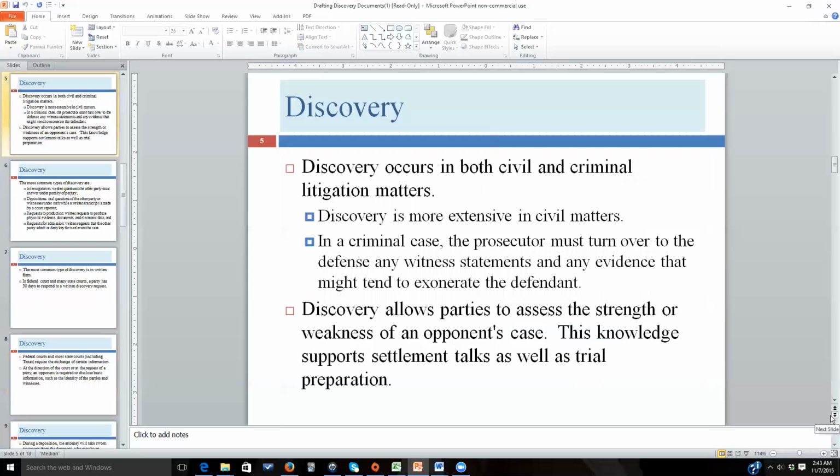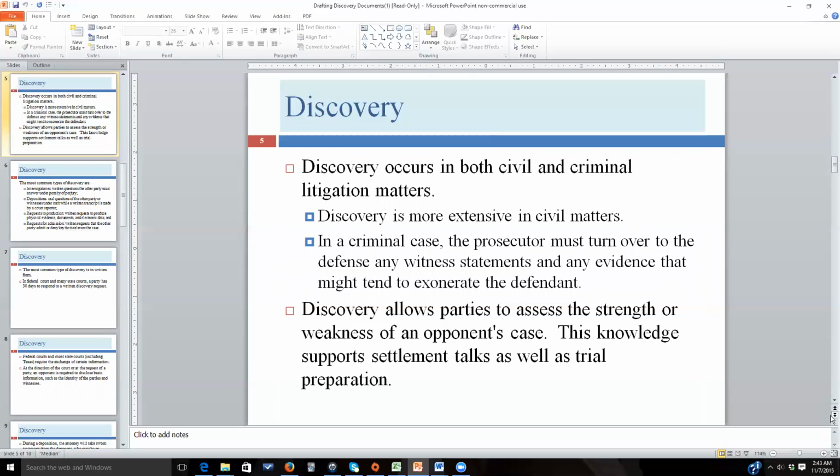Okay, we have discovery in both civil and criminal litigation matters. In the criminal context, though, discovery is a very different thing. There are constitutional protections against self-incrimination, and so a criminal defendant never has to share inculpatory, meaning evidence that makes them appear more guilty, to the prosecutor. The prosecutor, though, is required to share both inculpatory and exculpatory evidence about the defendant.